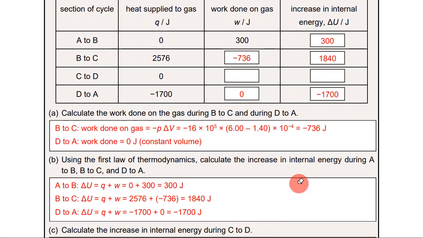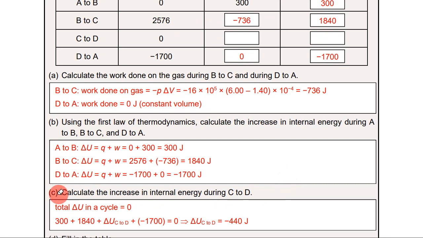So that is part C. By the way, that's the part B answer. We're using the first law of thermodynamics for A to B, B to C, D to A, and we can work out the delta U for each part of the cycle. Then for the process from C to D, we make use of the fact that all the individual delta U values add up in a cycle to give a total of 0. So from here we can deduce that this box here will be negative 440 joules. So we can fill up this third box here.